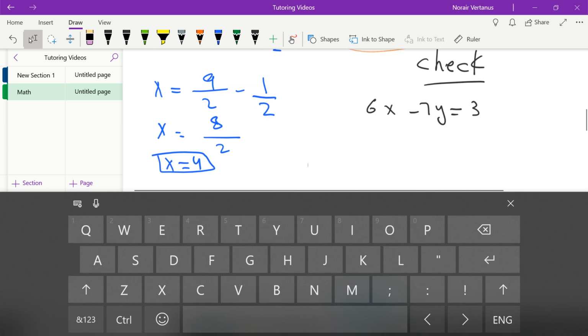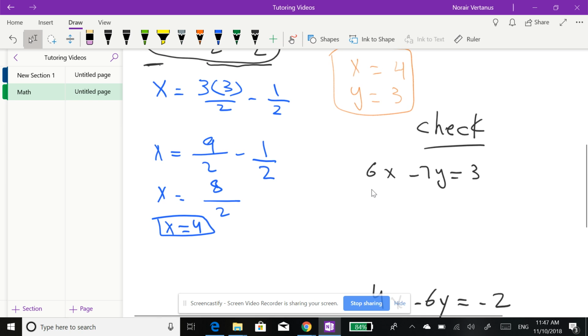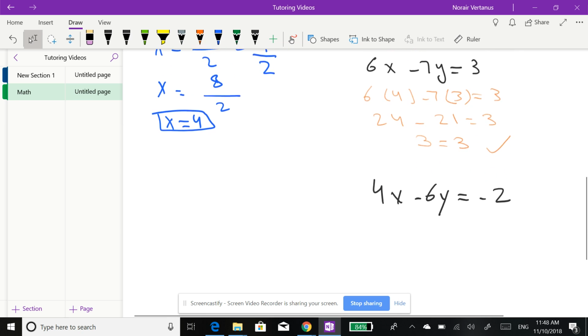So 6x, 6 times x, which is 4, minus 7 times y, which is 3. We should get 3. If we did, we're right. If we didn't, we have to fix it. 6 times 4 is 24, minus 3 times 7 is 21. Should get 3. So on the left side, you see 3. We get 3 equal to 3. That's correct. But we need to check with both equations.